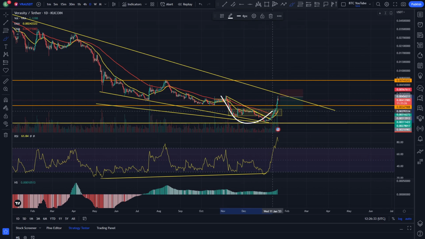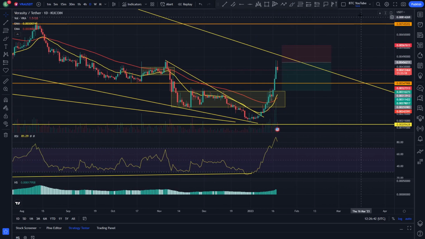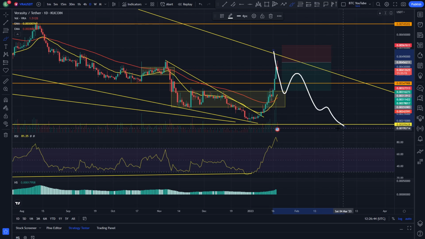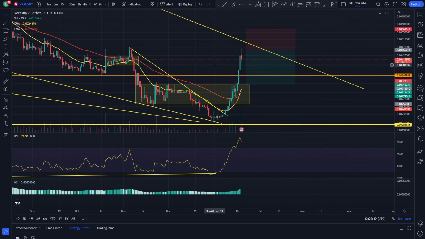And just because we come up and make a similar high like this doesn't mean that we won't roll over and come down and make a lower low again. So it'll be interesting to see what happens next. We're still bearish short term on cryptos in general. Probably looking to come down or at least retest this low here for Verasity. But mid to long term, very bullish on Verasity.